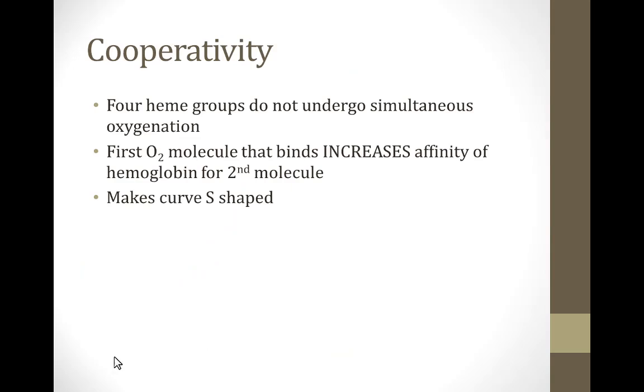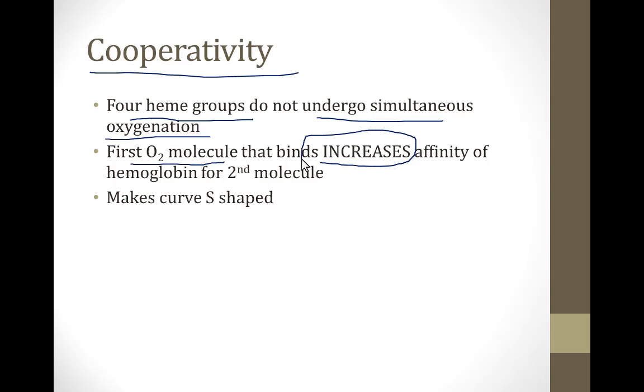The reason for that S-shape is because of a phenomenon called cooperativity. The four heme groups in the hemoglobin molecule do not undergo simultaneous oxygenation. The first oxygen molecule that binds increases the affinity of hemoglobin for the second molecule, and it makes the S-shaped curve. In other words, oxygen molecules begin to bind at one rate at a relatively modest slope, and then the slope increases because of cooperativity, and then you start to reach the top and it starts to plateau out, and this gives it the S-shaped curve.